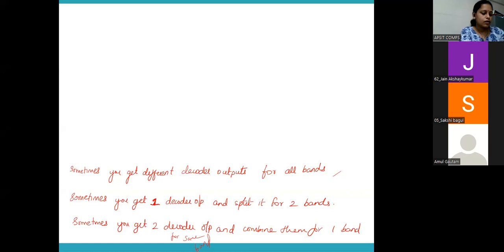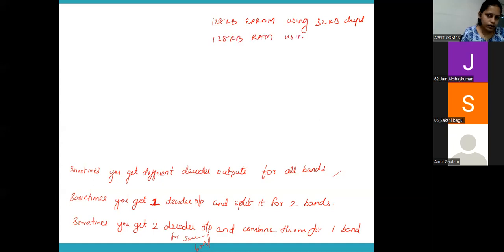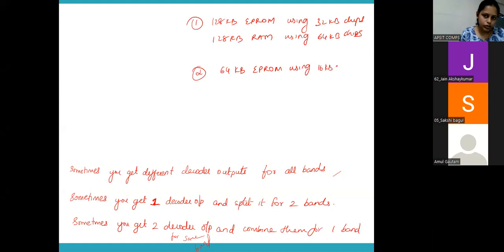Ma'am, please repeat from start. Okay, I'll just write it down here. 128 KB EEPROM using 32 KB chips and 128 KB RAM using 64 KB chips. This is the first question. The second question is 64 KB EEPROM using 16 KB chips and 256 KB RAM using 64 KB chips.